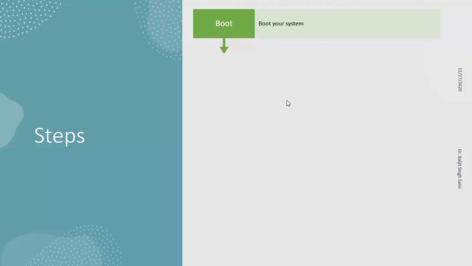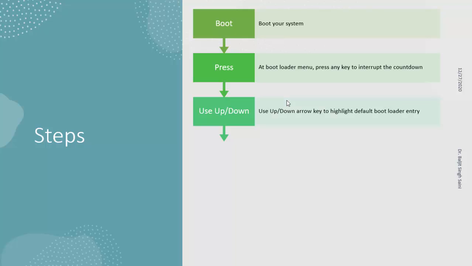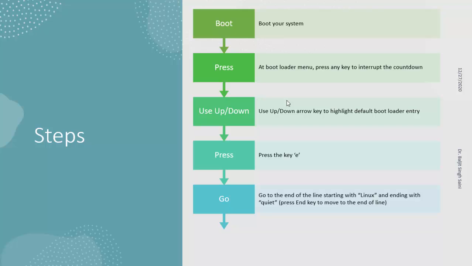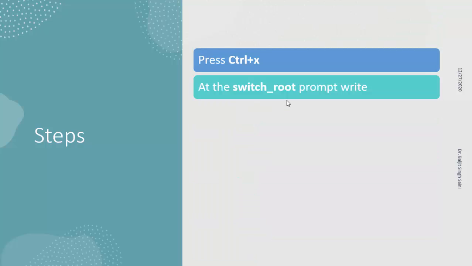Here's the recap of all the steps. Boot up your system, press any key to interrupt the countdown. Then use the up or down arrow keys to highlight the default bootloader entry. Once you have selected that, press the E button. Then go to the end of the line that started with linux and ends with quiet. Once you are there, write rd.break. Next, press Ctrl X. Then you will see the switch_root prompt.